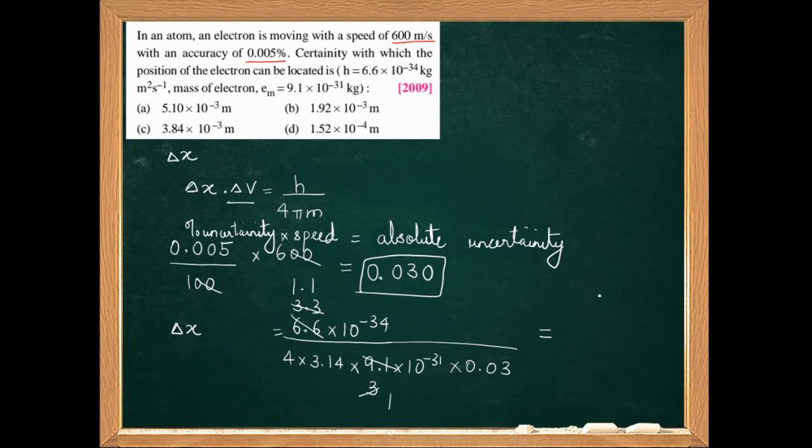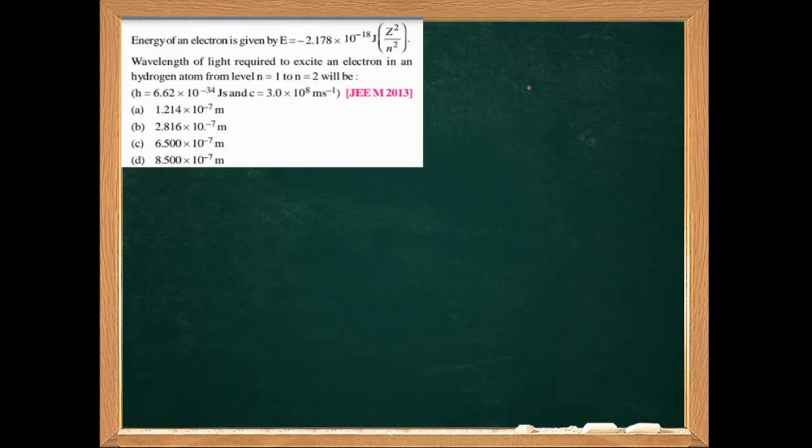So the final answer that we'll be getting is 1.92 into 10 to the power minus 3 meter. So verify this if you get it or not. And the right answer is option B. Now the next question: the energy of an electron is given by, if you see, the formula is also given in the question, and the wavelength of light required to excite an electron in a hydrogen atom from n is equal to 1 to n is equal to 2 will be.